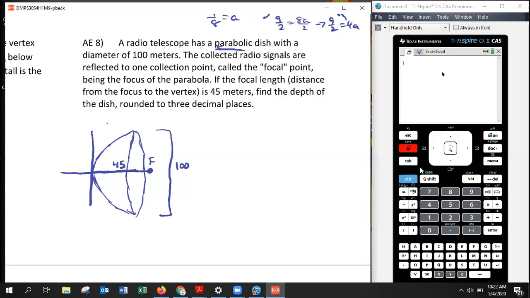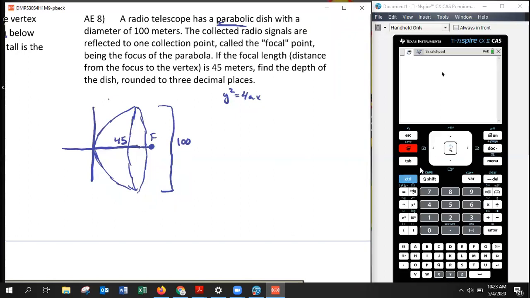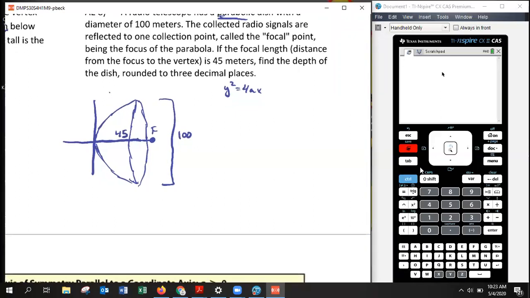So with that said, let's go ahead and make our equation. The fact that we drew this out in a horizontal format means that we will have y squared equals 4ax. You could have drawn this in a vertical format and had x squared equals 4ay. That would be fine as well. But I have y squared equals 4ax. That focal length will tell me that y squared will equal 4 times 45 times x. So y squared will equal 4 times 45, which is 180x.